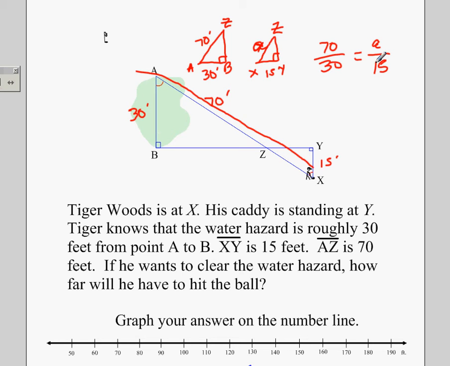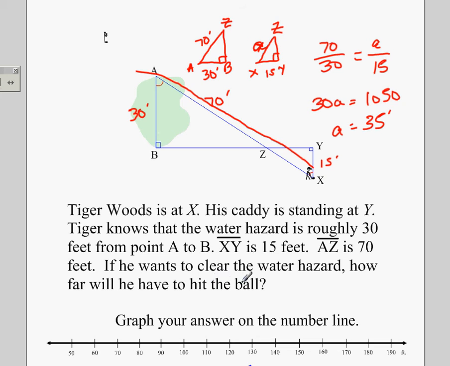70 times 15 is 1,050. 30 times a is just 30a. Divide both sides by 30. A equals 35 feet.